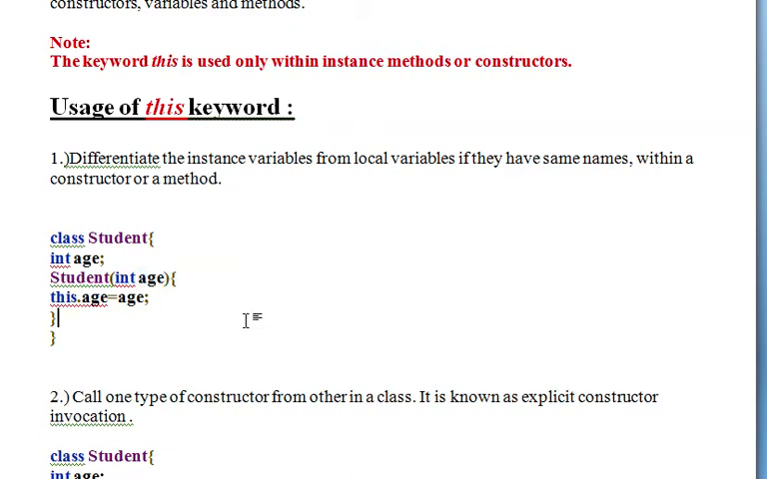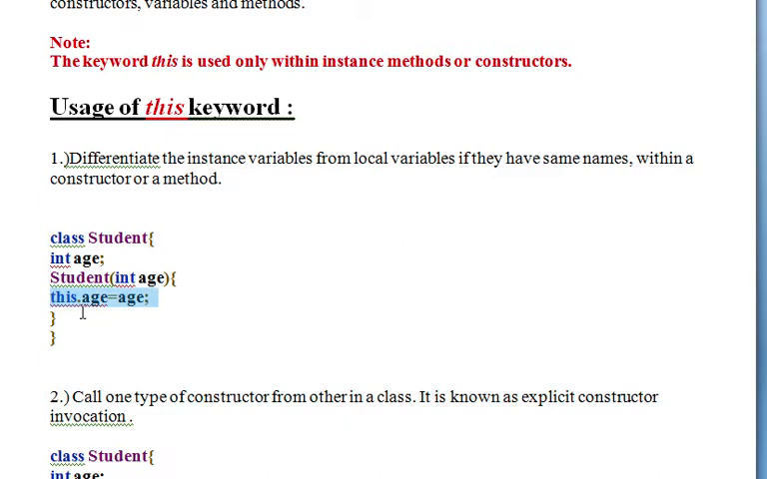Means how can we differentiate between the instance variable and the local variable? So here we can use this keyword in the constructor definition. this.age = age. What does it mean is that on the left hand we cannot write like this, age = age. This cannot be done because there is a naming conflict. So to resolve this naming conflict we are using this keyword in this way.